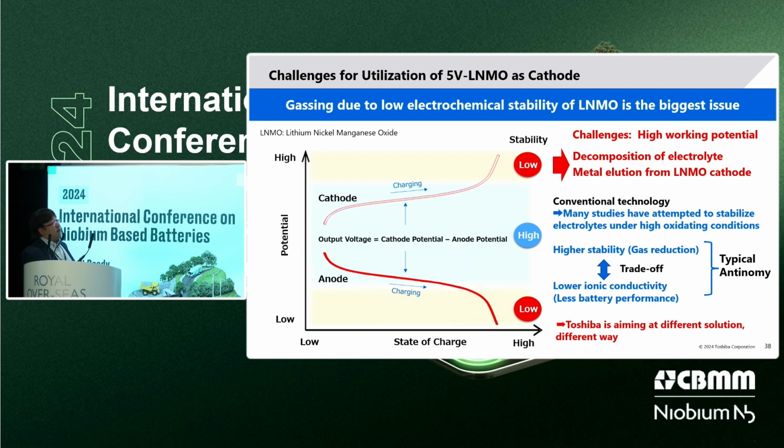However, there is a big issue, gassing, due to the low electrochemical stability of LNMO. And its high working potential results in the decomposition of electrolyte and metal elution from the LNMO material itself. So many studies have attempted to stabilize electrolytes under high potential operation. However, there is a trade-off relation between gas generation and battery performance. So Toshiba is aiming at a different solution in a different way.